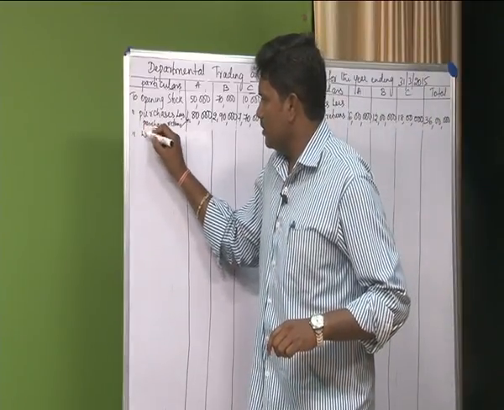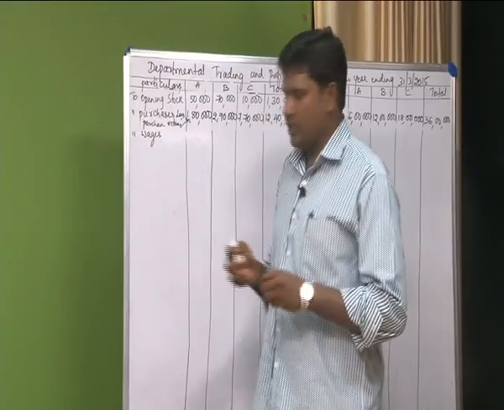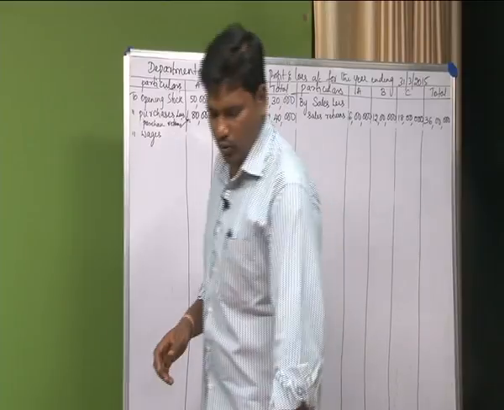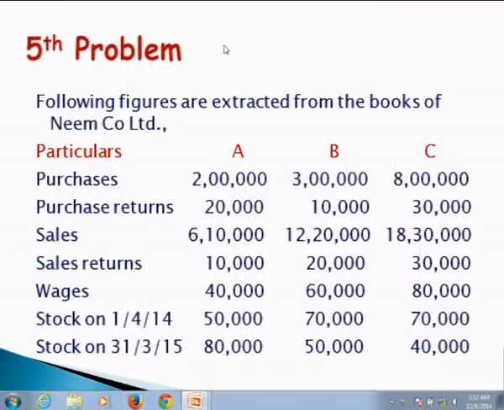Along with this they have also given wages in the problem. So we will see the slide. What is the amount of wages to be taken? Wages are 40,000 for department A, 60,000 for department B and 80,000 for department C.